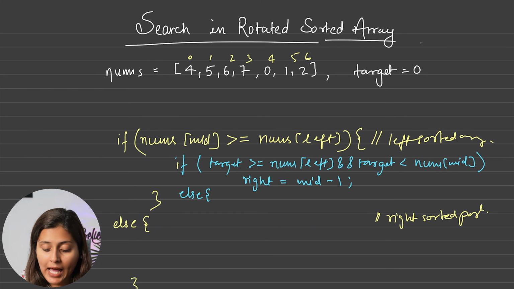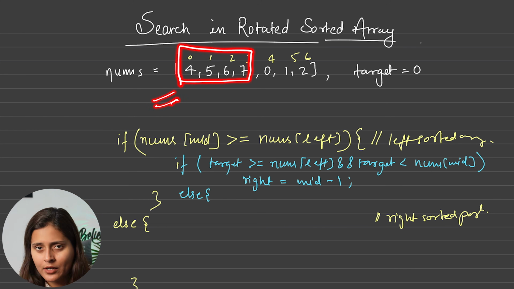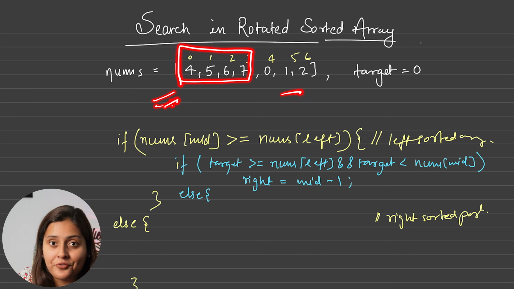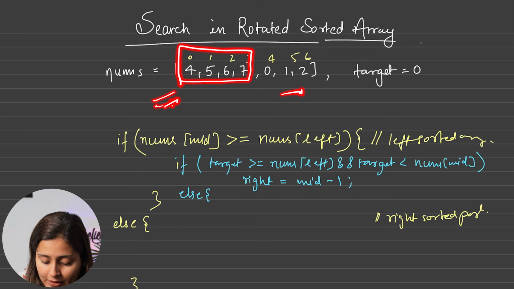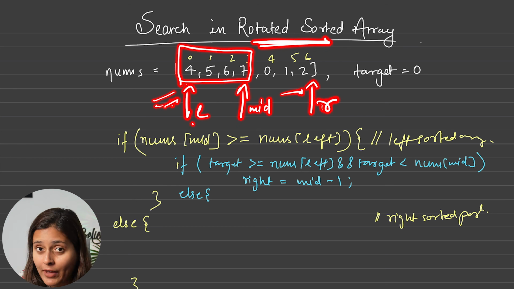Say the target is 0 now, this is not 5. So now if it is 0, obviously it will not be in the left sorted half, even if it is sorted, but it is not here. So what do you think? Should we put our search in the left half or right half? Obviously the right half. Okay, so our left pointer is here, our mid is here, and our right pointer is here. Now if I want to search in the right sorted part, what should I change now? Obviously the left pointer, correct? And where will I put?